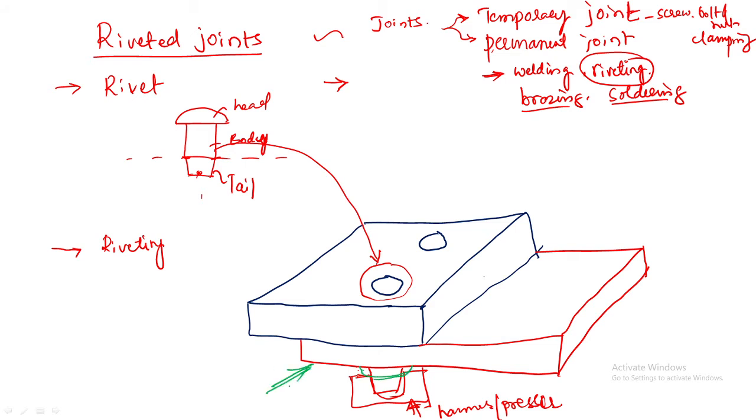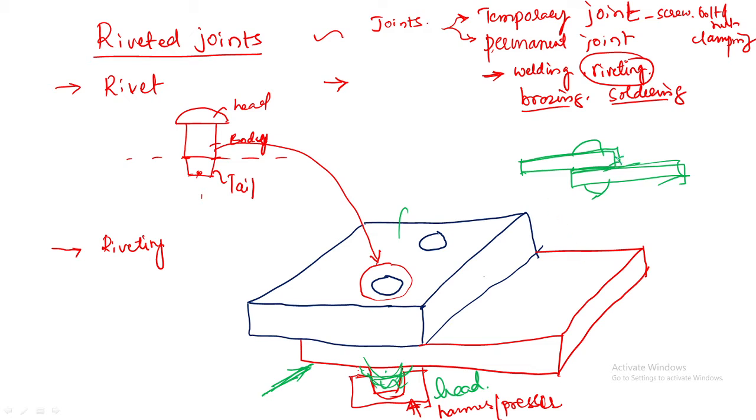Suppose you draw its front view, I will show you. Now this is the front view of this joint. You need to make a hole, insert the rivet, then convert this tail to the head shape. This is normally riveting.